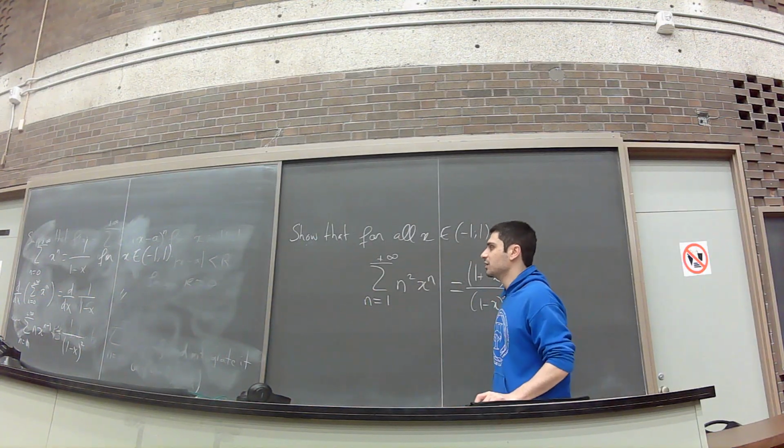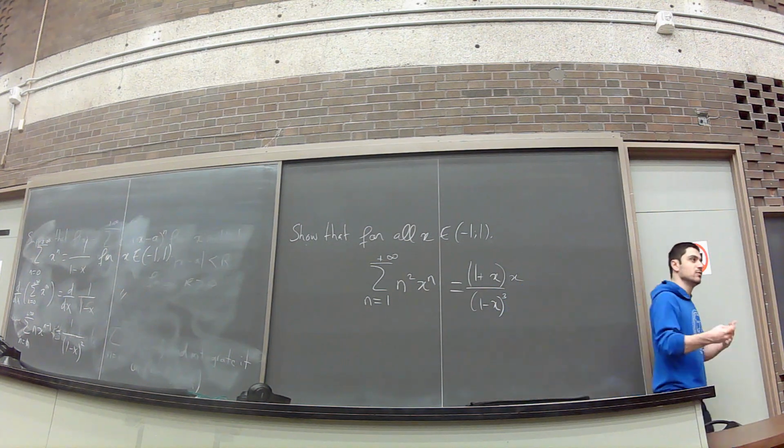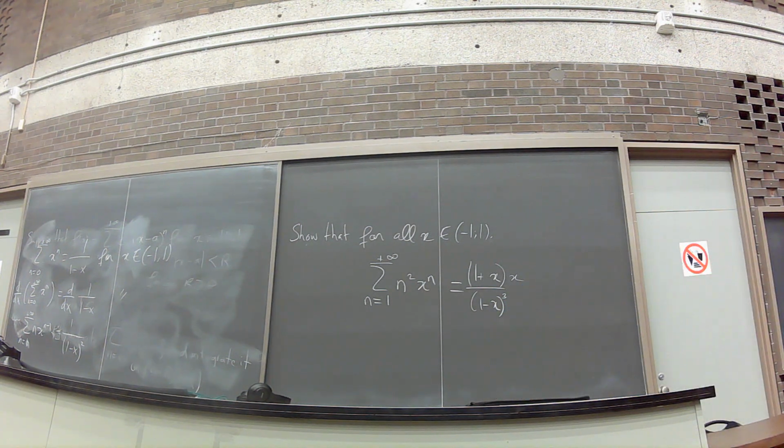So I get this formula. How do I get an n squared? You want to differentiate something to get an n squared. How can you do that? So what if I multiply by x on both sides, and then I differentiate? If you multiply each side by x, what do you get? You get n x to the n. The series of that is equal to x over 1 minus x squared. Isn't that right?